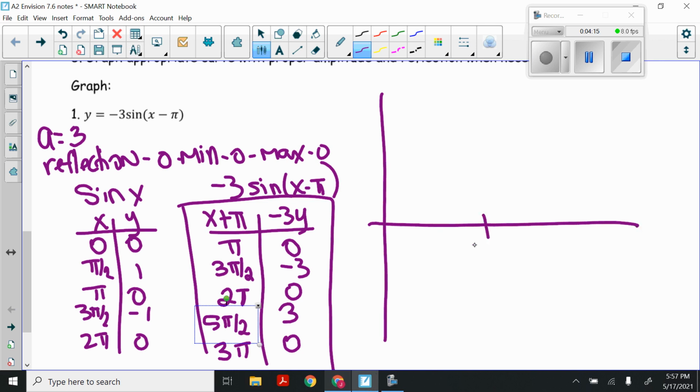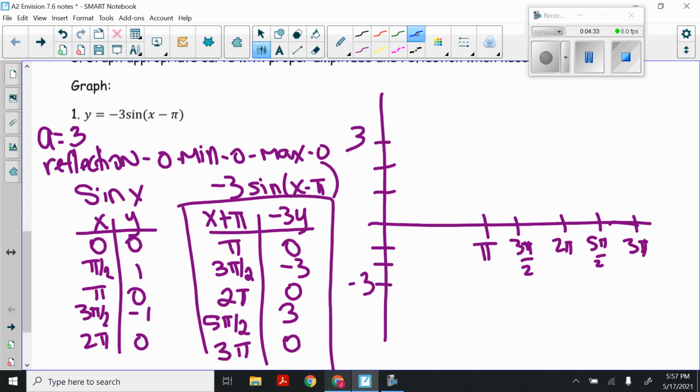So starting out here at pi, and I have 3 pi over 2, 2 pi, 5 pi over 2, and 3 pi. I need up to positive 3, down to negative 3. I graph this: at pi, I'm at 0. 3 pi over 2, I'm at negative 3. 2 pi is 0. 5 pi over 2, positive 3. 3 pi. There's our graph. Okay. So that was one of the easier ones.